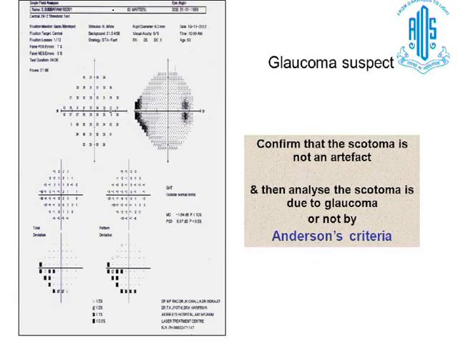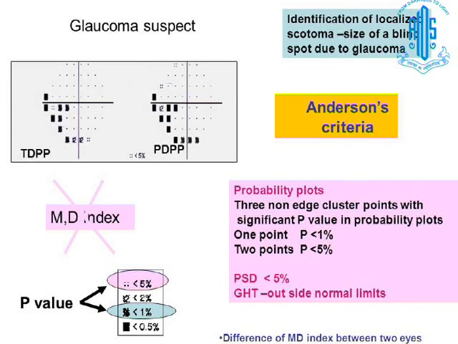This case is a glaucoma suspect field. Usually, when you suspect glaucoma and see a scotoma, the most important thing is elimination of the artifact. That is the most important approach in a suspect case. First of all, when you see a scotoma, check whether it is a real scotoma or not. If it is real, then Anderson's criteria apply to diagnose a localized field defect the size of the blind spot. What are Anderson's criteria?